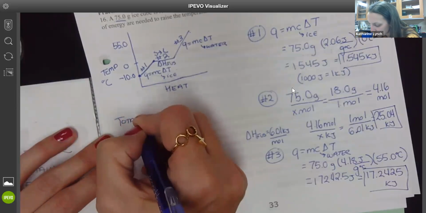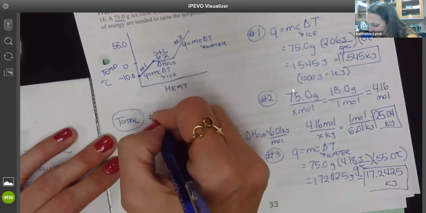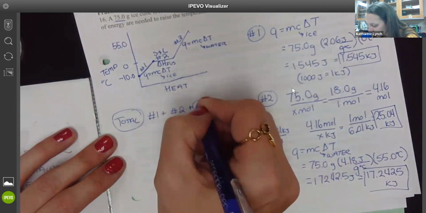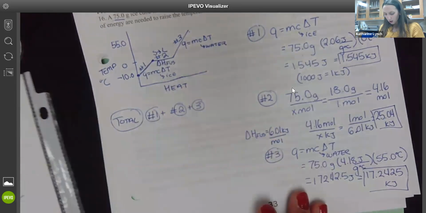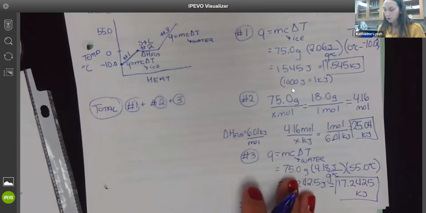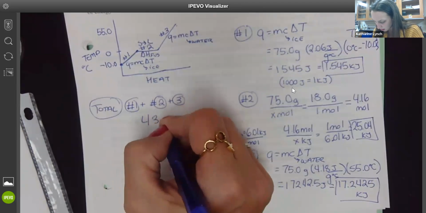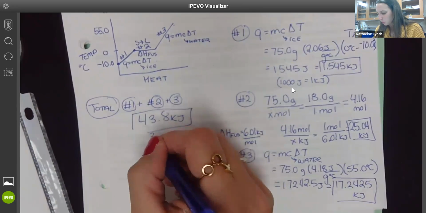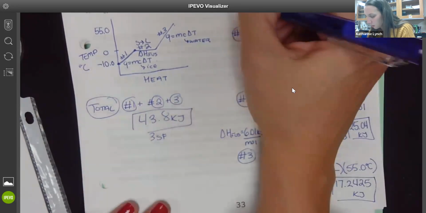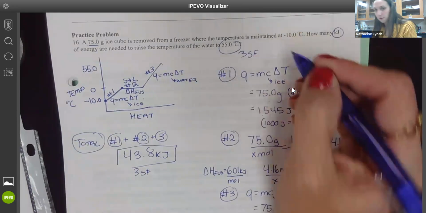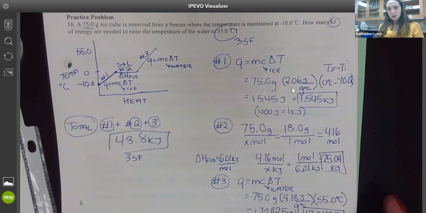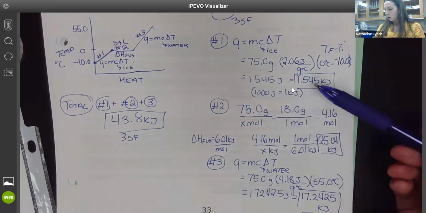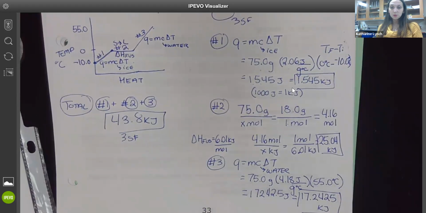So here's going to be my total. I can finally answer this question. It's going to be part 1 plus part 2 plus part 3. And when I did that in my calculator, I ended up with 43.8 kilojoules of energy. I'm finally going to round to 3 sig figs because, again, we're getting 3 sig figs from my temperature reading. So here is my final answer once I add up all my individual sections of the heating curve.